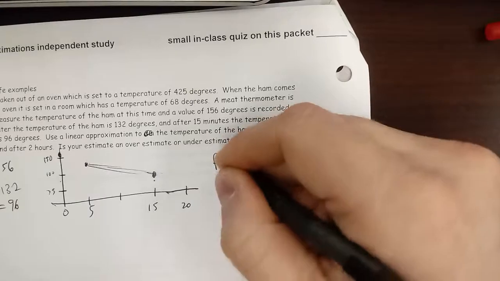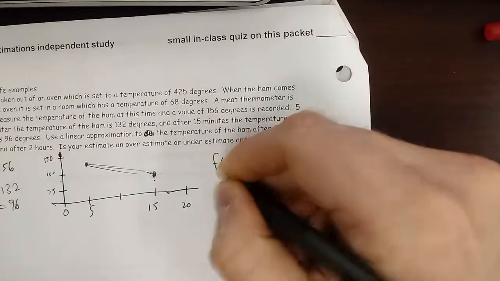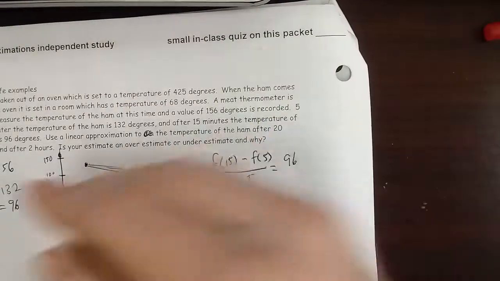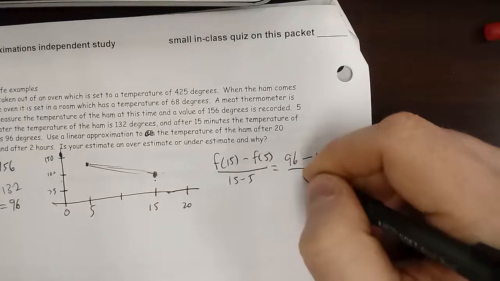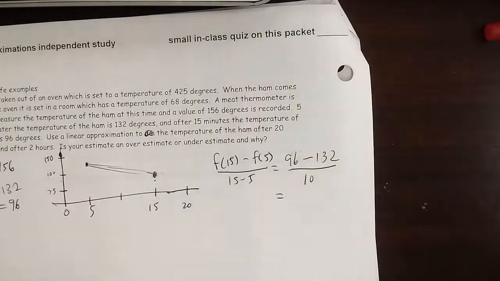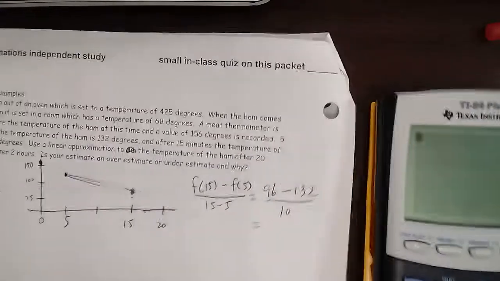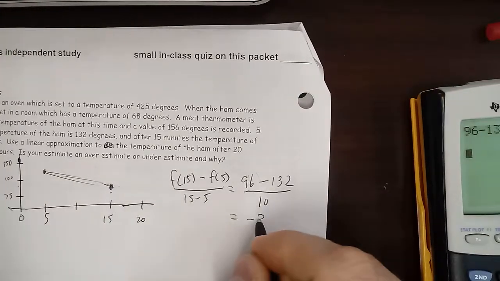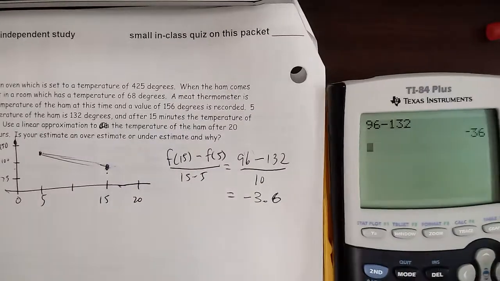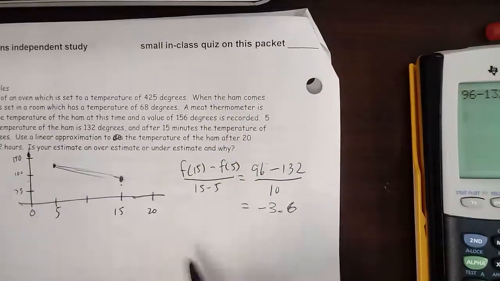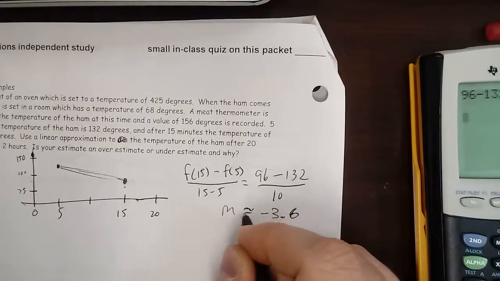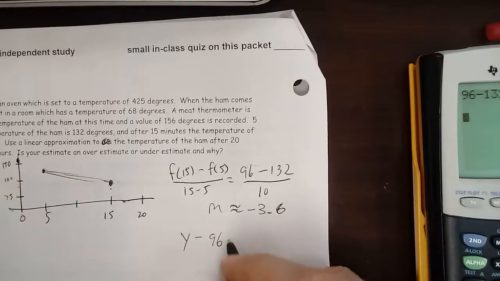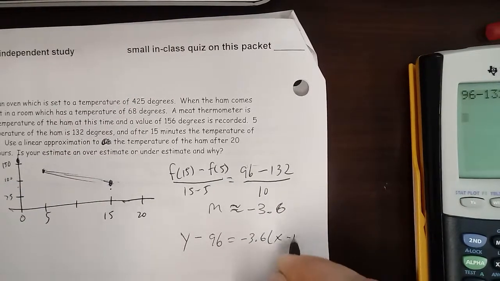So if I were to do f of 15 minus f of 5 over 15 minus 5, we'll get, let's see, f of 15 is 96, f of 5 is 132, over 15 minus 5 is 10. 96 minus 132 is what, negative 36? Yeah, okay. So we get negative 3.6. So we divide that by 10, so we move the decimal place over 1. So our average rate of change here, my m, is going to be about negative 3.6, so I can say y minus 96 is equal to negative 3.6 times x minus 15.